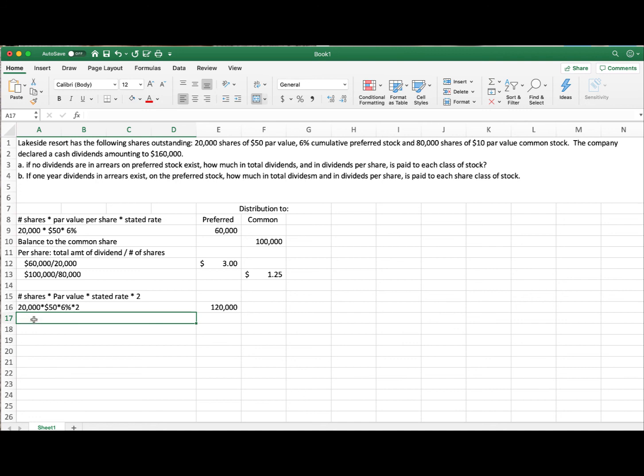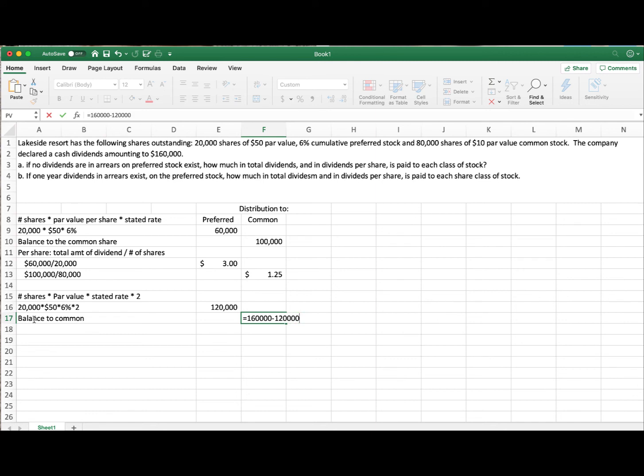Now the balance goes to the common. How do I figure that out? Well, that's easy. I know the total cash dividend is $160,000 that I'm paying this year. I need to subtract out how much of that total I have to pay to the preferred shareholders, $120,000. I end up with 40 grand. $40,000 is what is going to be distributed as a cash dividend to the common shareholders.